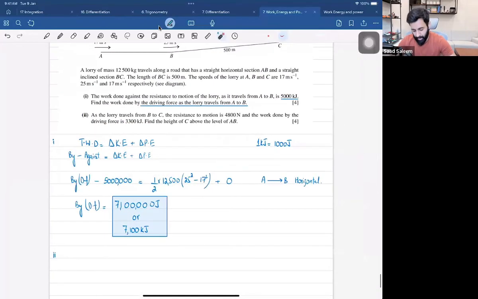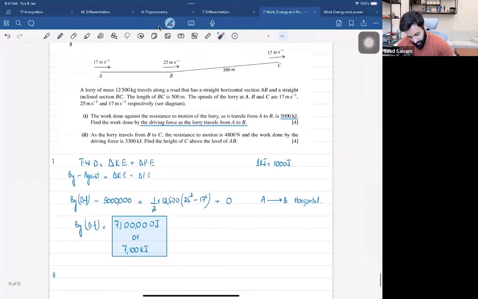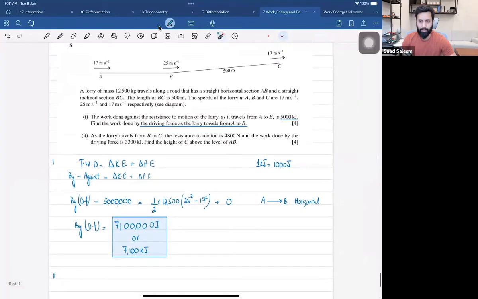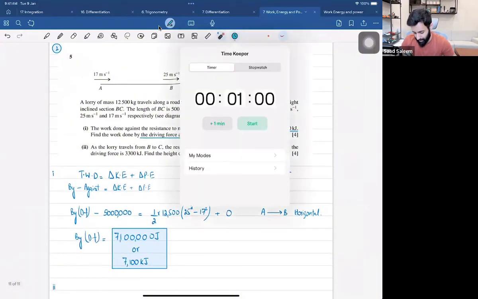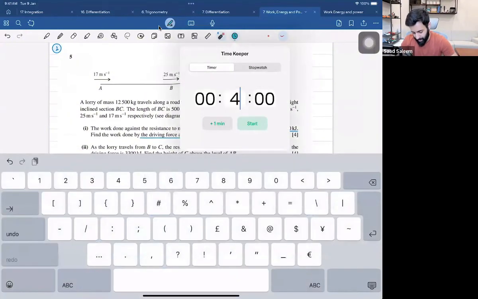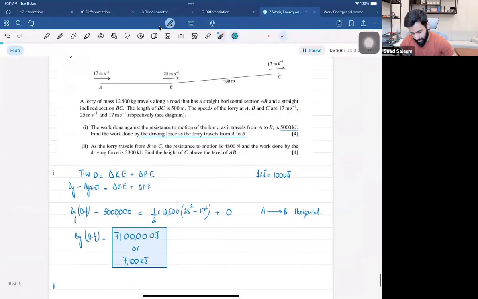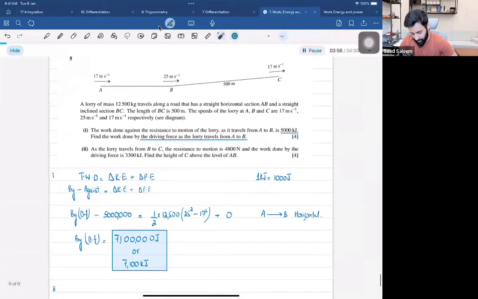Now I'm going to do part 2 and I want you guys to pay close attention. In fact, let's keep the same approach. You guys can use the working for part 1. I'm going to give you 4 minutes to work out part 2. See if you can do it. If you can, that's great. If not, then I will solve.